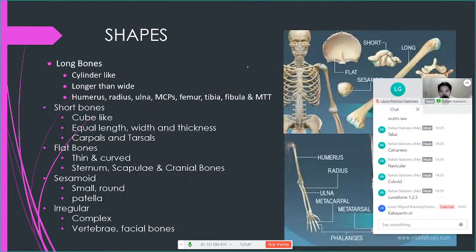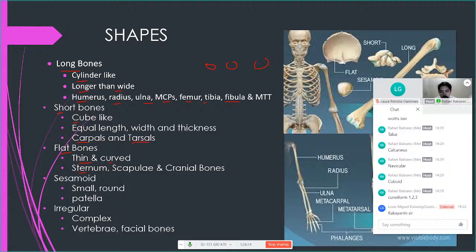But the topic isn't finished yet. Joke only. Now, the basic classification: long bones look cylinder-like. They're longer than they are wide. For example, the humerus, radius, ulna, metacarpals, femur, tibia, fibula, the ones we mentioned earlier. Short bones, from the name, are short. They're cube-like, for example carpals and tarsals. Flat bones are thin and curved.